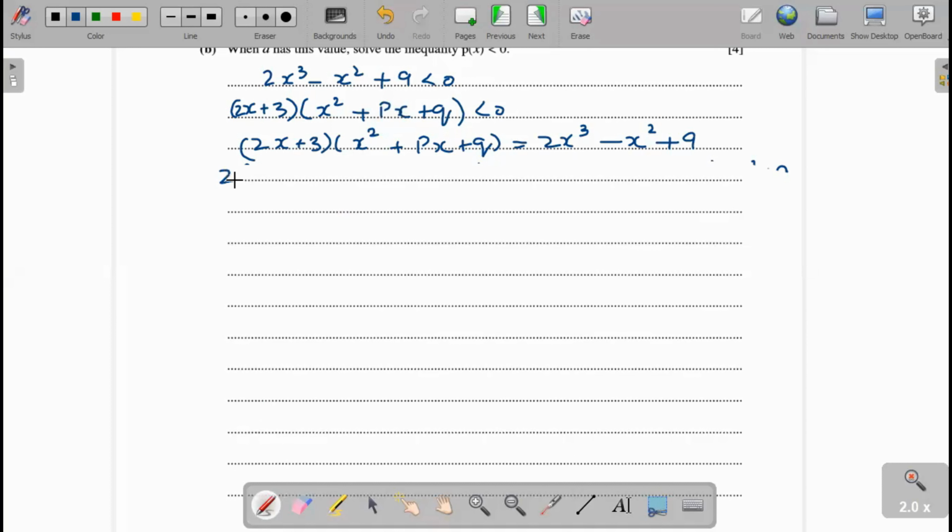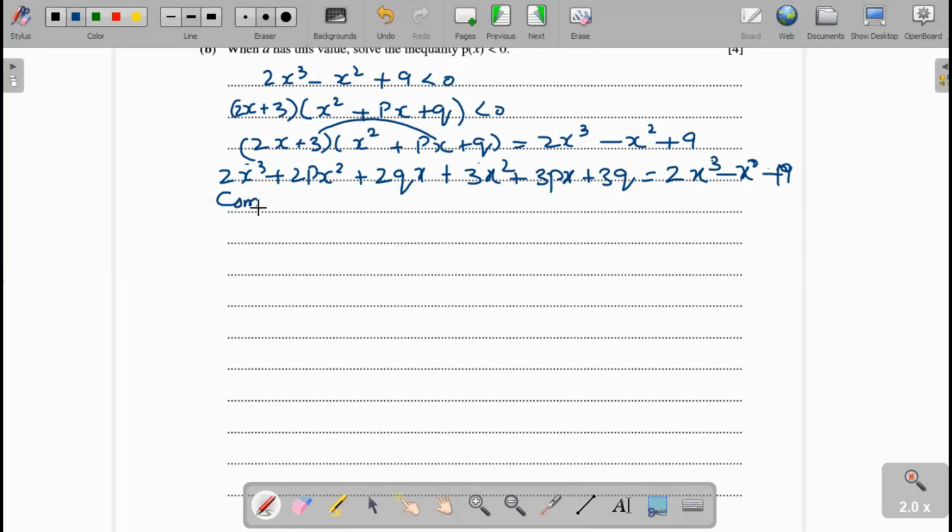Now we multiply it, we get 2x cubed plus 2px squared plus 3x squared plus 3px and plus 3q, that is equal to 2x cubed minus x squared plus 9. Now comparing the coefficient of x squared and constant. You see here the coefficient of x squared is 2p plus 3. Now the coefficient of x squared is minus 1. We can write it as 2p plus 3 equal to minus 1.